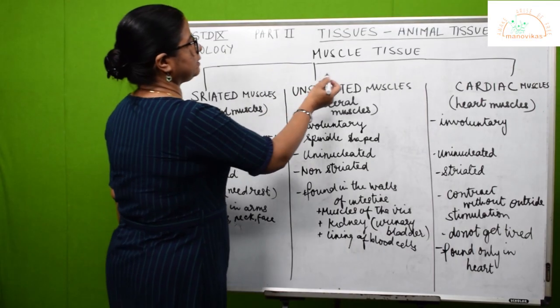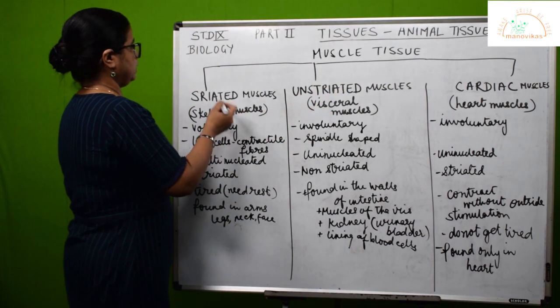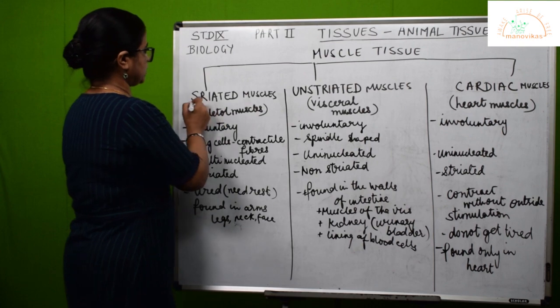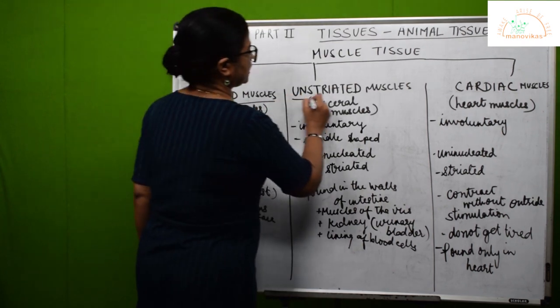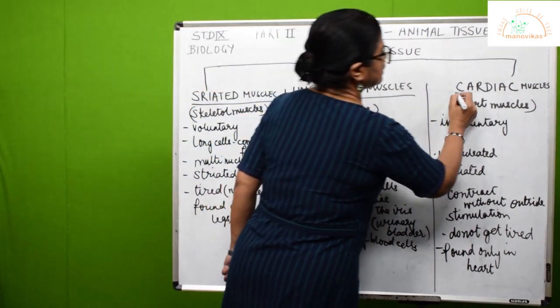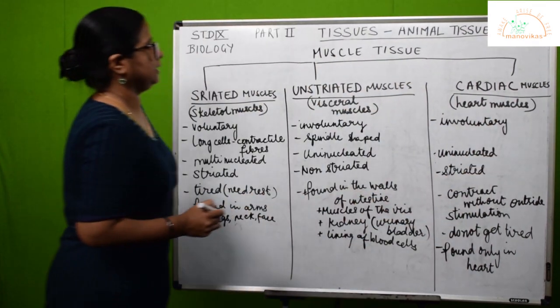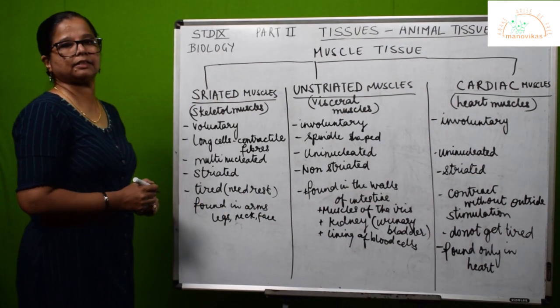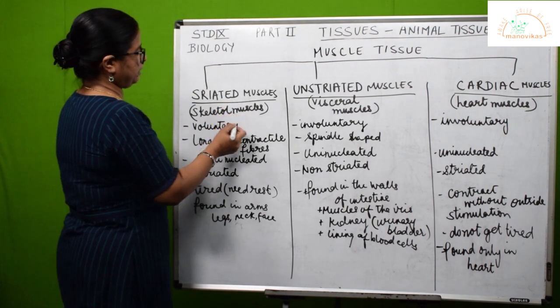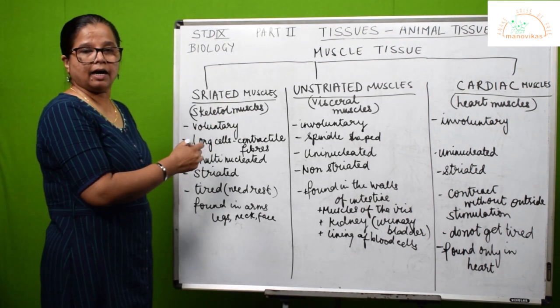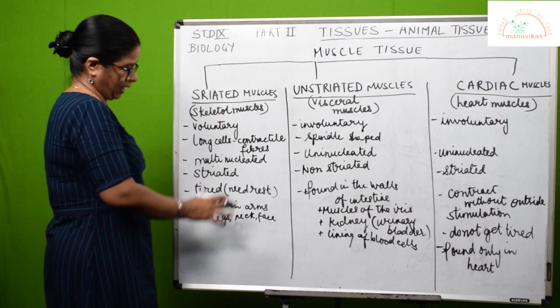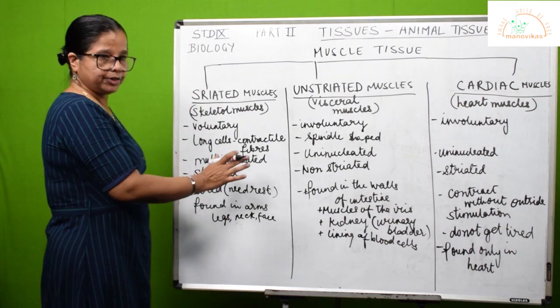Let us study the muscle tissue. Three types again: the striated ones, the unstriated muscles and the cardiac muscles. Just the name tells us what they are. Striated means they have these dark and light bands. After this I'm going to draw the diagram of each of these muscles.